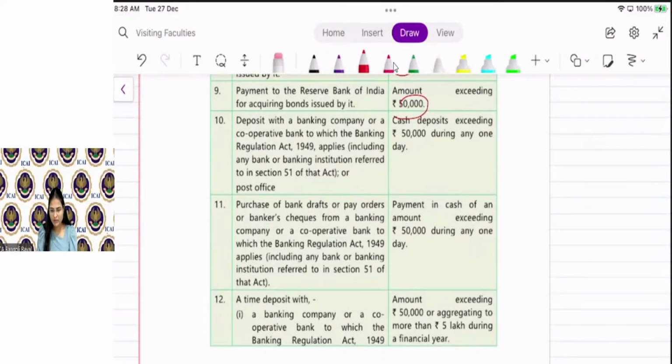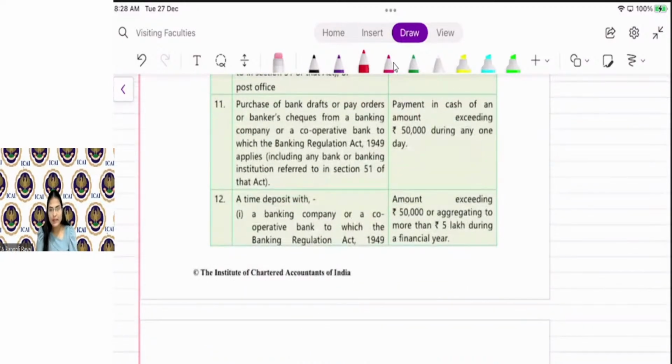See, whenever it is given, it is one payment, that is a single payment, otherwise aggregate. So if I want to purchase a bank draft, and for the purchase of the bank draft I'm depositing cash to the bank more than 50,000 in a single transaction, then I have to provide my PAN to the bank.